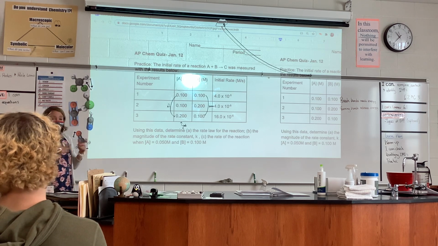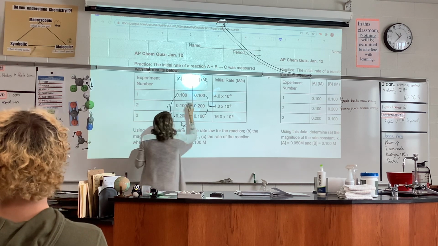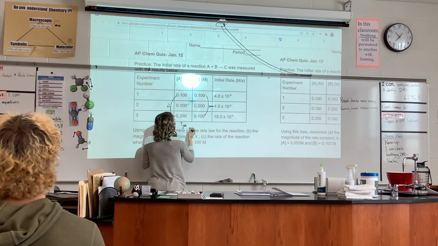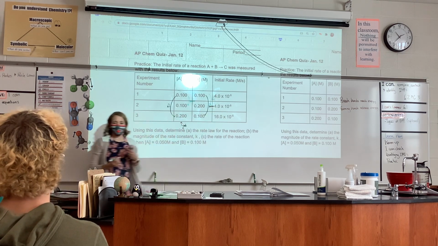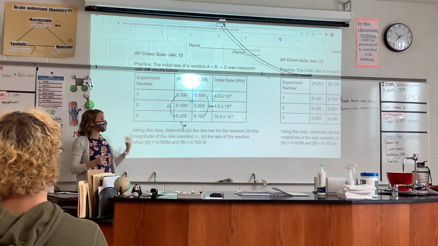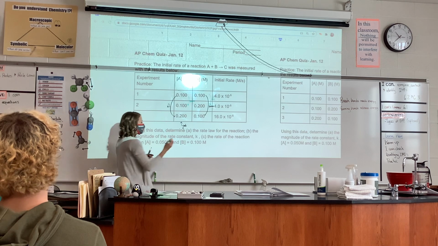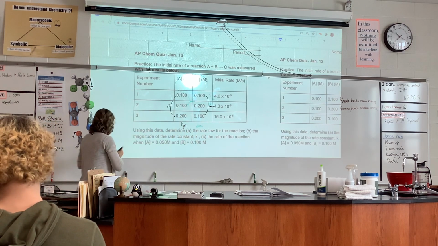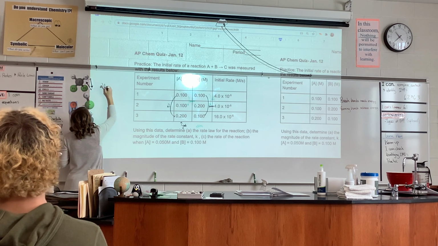Now for B, same thing. Keep something the same while the other changes. Now this time I doubled B, but what did the rate do? What does that mean order-wise? 0. Yeah, 0 order.